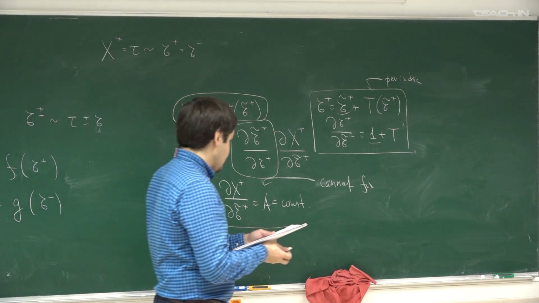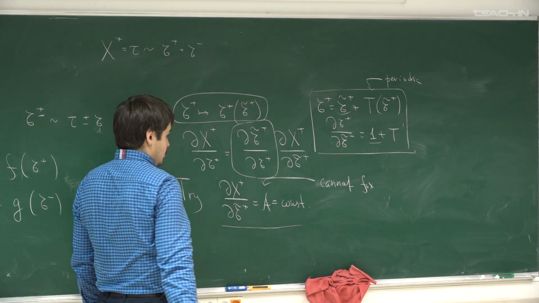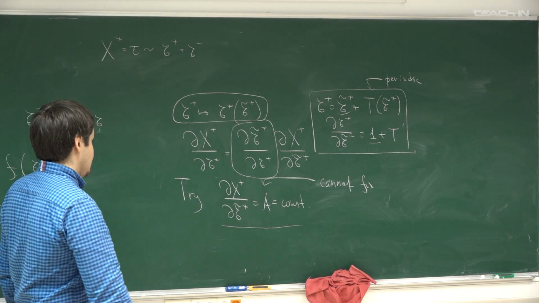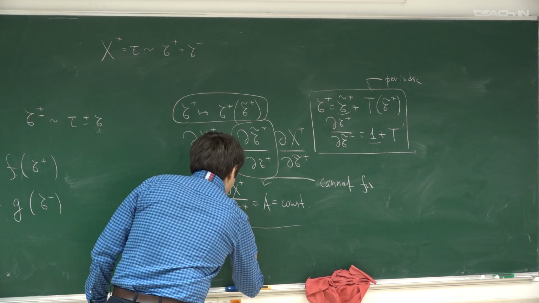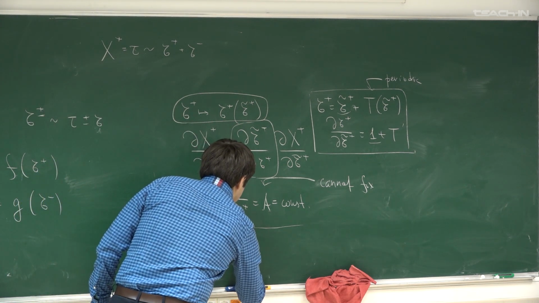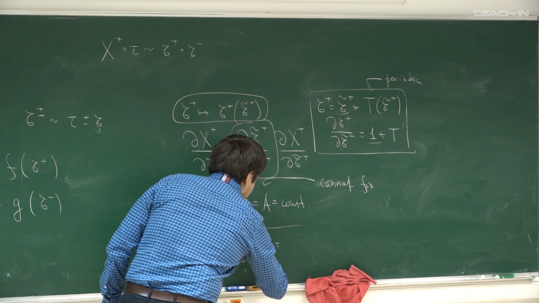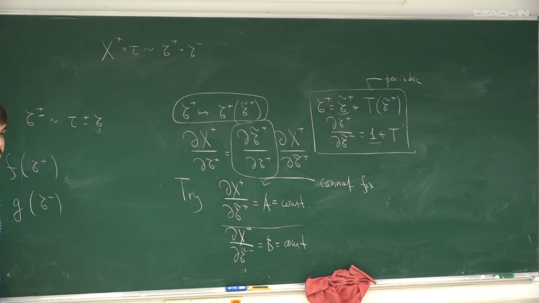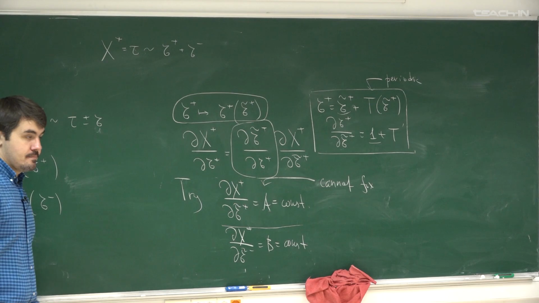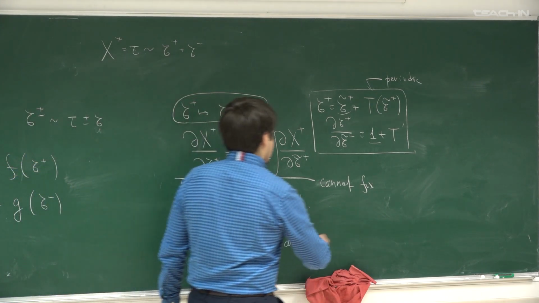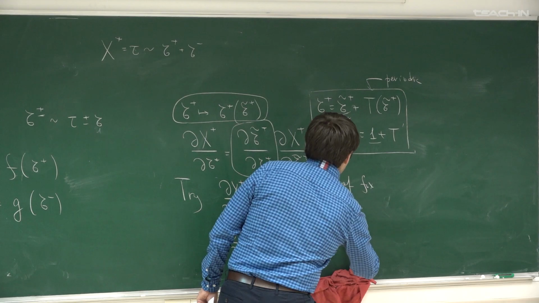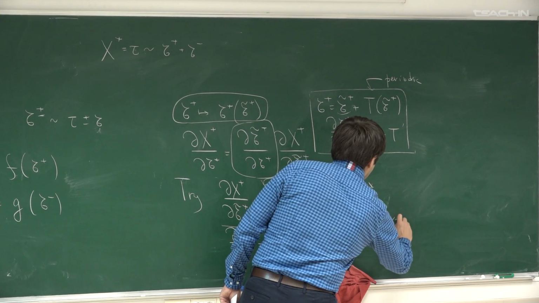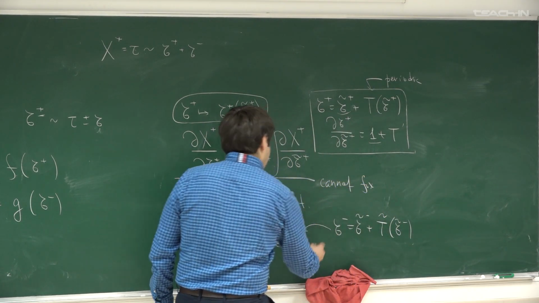So, okay, the point is that by doing this, we can set dx plus over d sigma tilde plus to a constant, and accordingly the derivative with respect to the other variable to some other constant, by using sigma minus equals sigma tilde minus plus t tilde. So then you can get here.